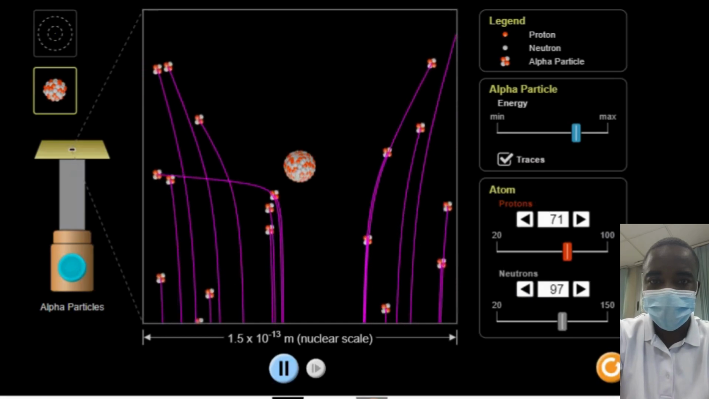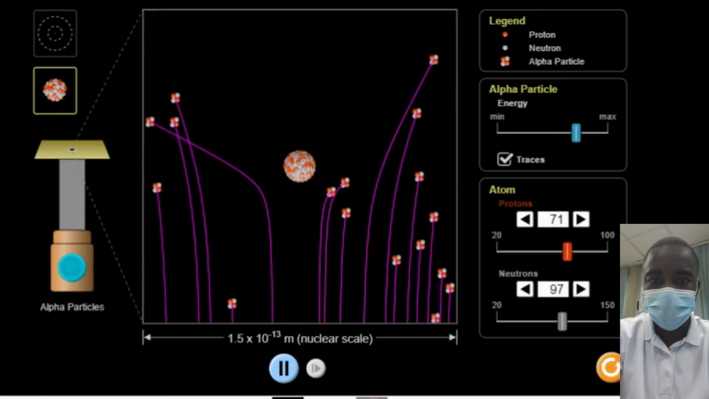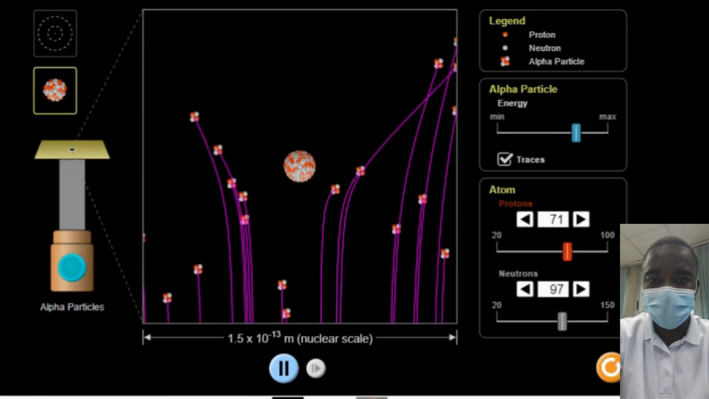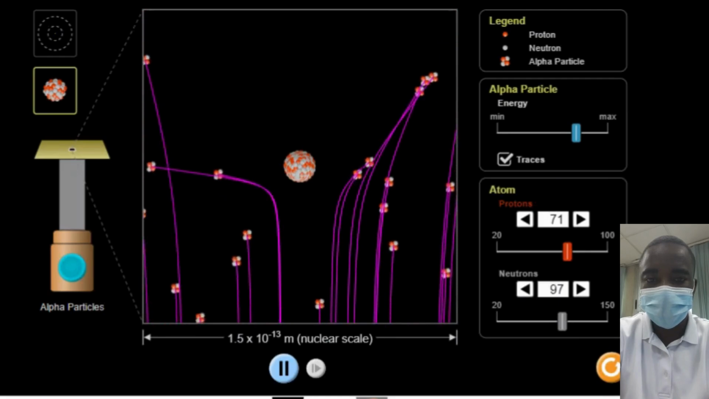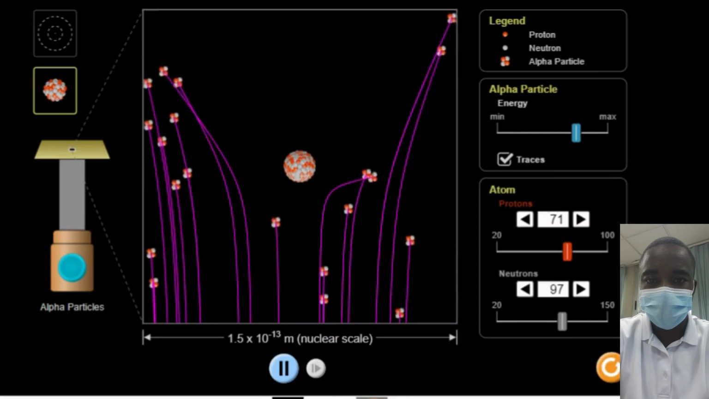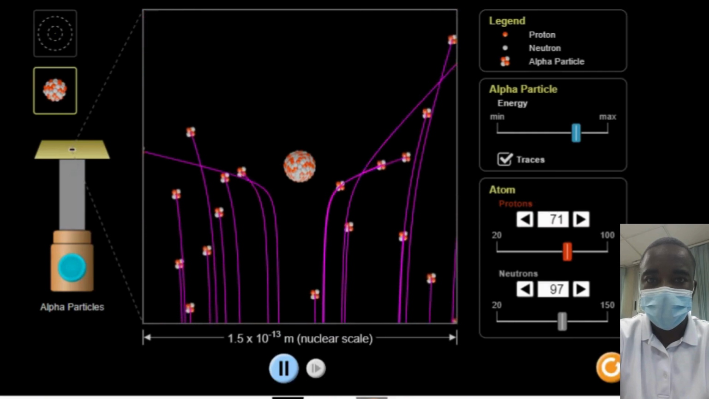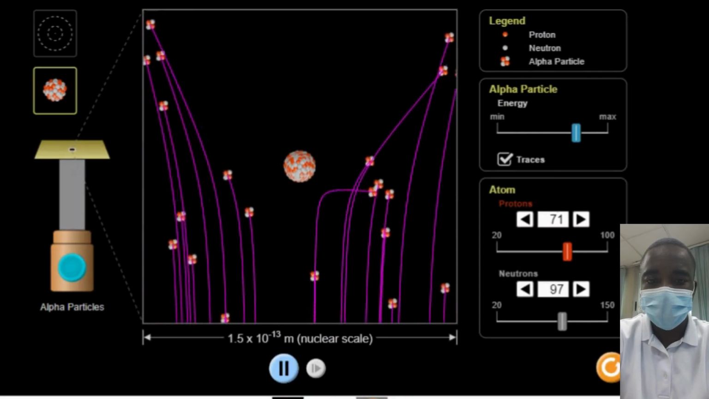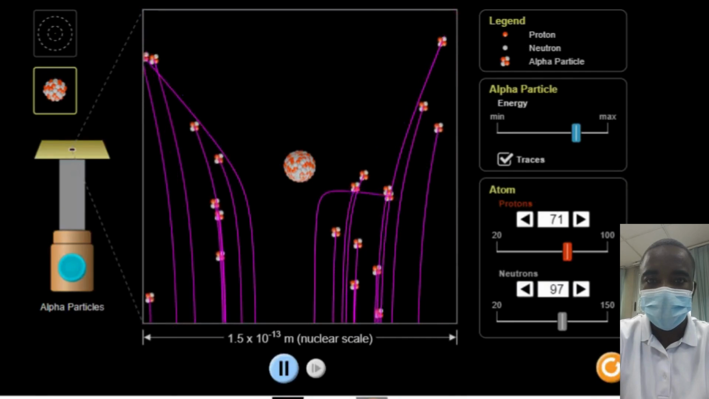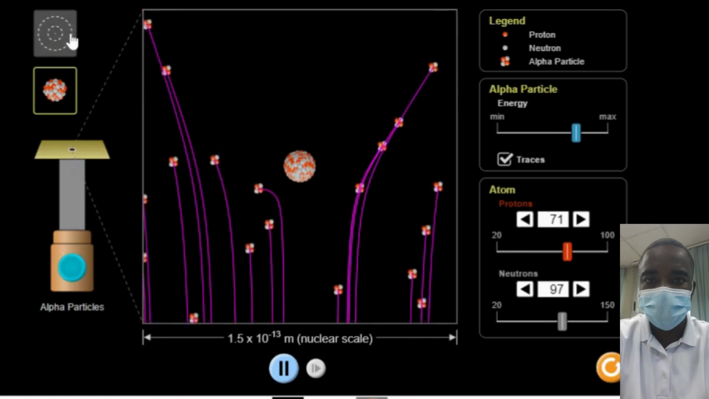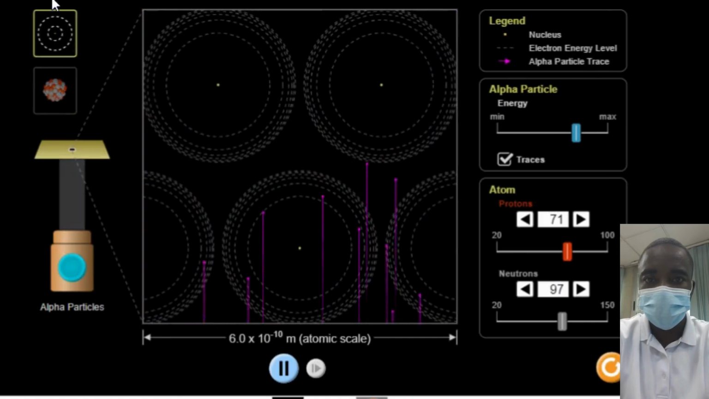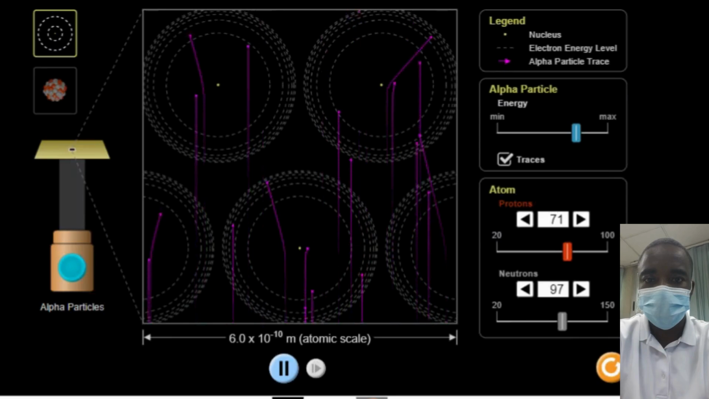By allowing students to observe the deflection of alpha particles and explore the implications for atomic models, the simulation provides a hands-on learning experience that enhances understanding of these fundamental concepts. This interactive approach not only makes learning more enjoyable, but also fosters critical thinking, problem-solving skills, and a deeper appreciation for the historical context and significance of Rutherford's gold foil experiment.